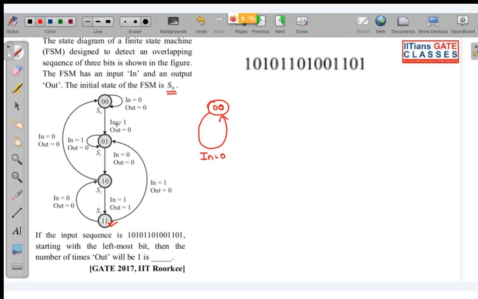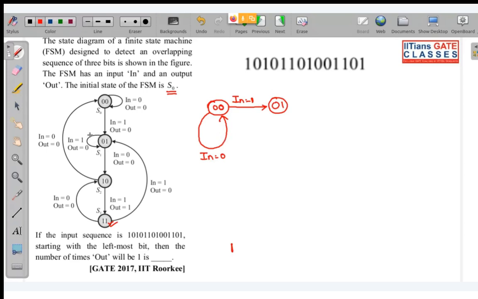So for what input are you going to the next state? If you apply input 1, then you are going to 01. So the first bit of your sequence detector is 1. If you get 1, you will go to some other state, and that state will be 01. Fine.